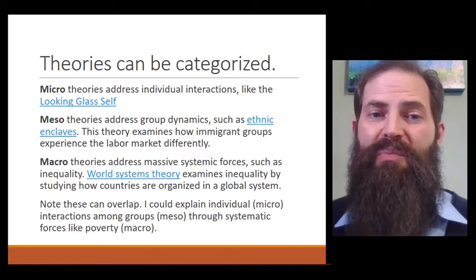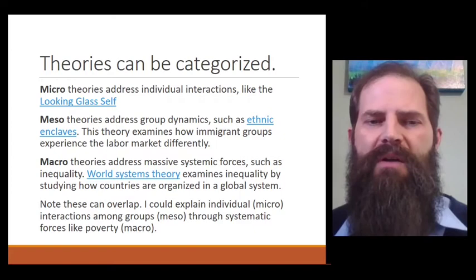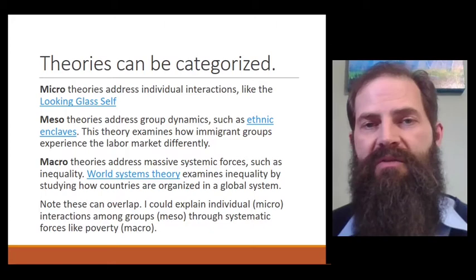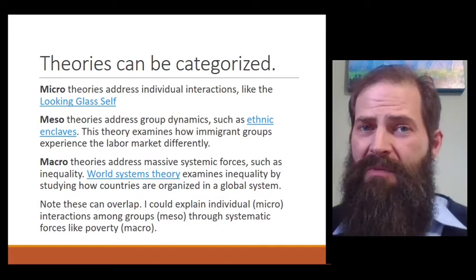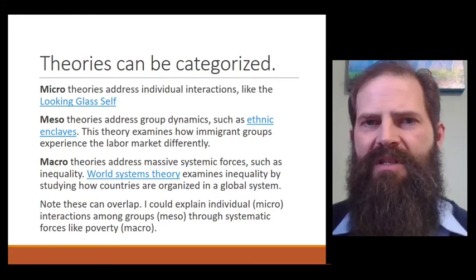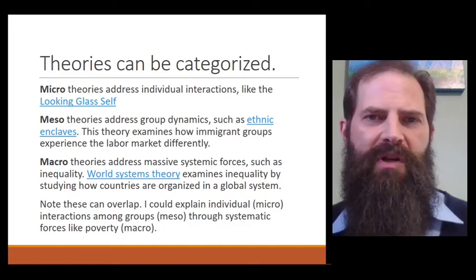Meso-level theories kind of grow a little bit. They get a little bigger. They think about group dynamics. I like to think about ethnic enclaves. In fact, that's part of my research agenda from when I was a PhD student. So the ethnic enclave theory is an idea that expresses how immigrant groups experience the labor market differently than people already living in the country who are not immigrants. So this is definitely still thinking about individuals, but do you see how now we're dealing with groups of individuals? Also, with meso theories, they might look at a slightly bigger area, thinking about how one county might experience something compared to another county. With meso theories, we're just trying to get a little bit bigger. So now we're not dealing with one-on-one interactions, we're dealing with groups and categories.